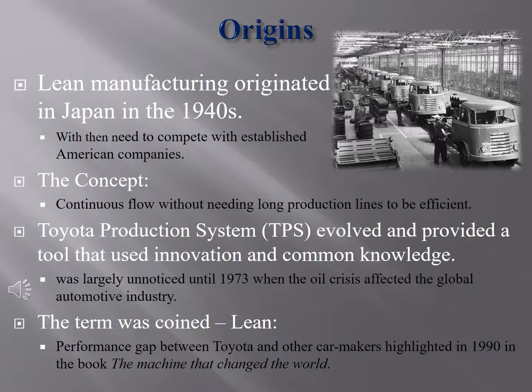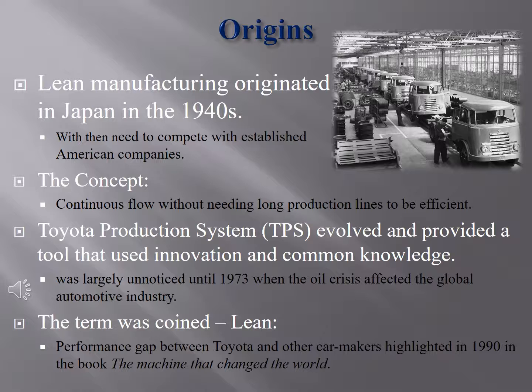The Japanese auto industry faced a massive task after World War II when it came to competing with established American automotive companies like GM, Ford, and Chrysler. They knew that copying their methods wouldn't enable them to catch up, and in order to compete, the Japanese would have to work smarter.